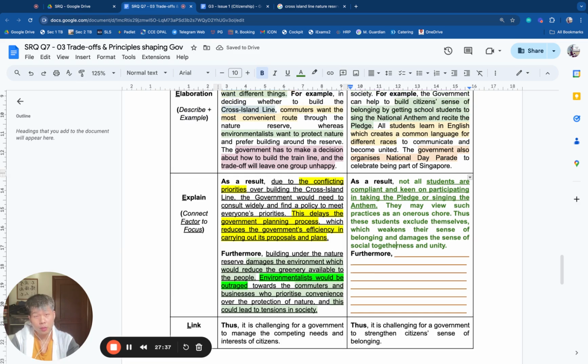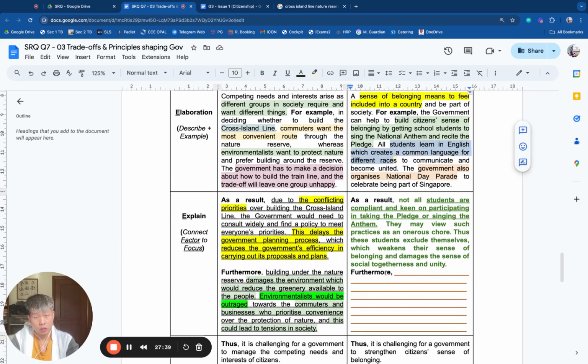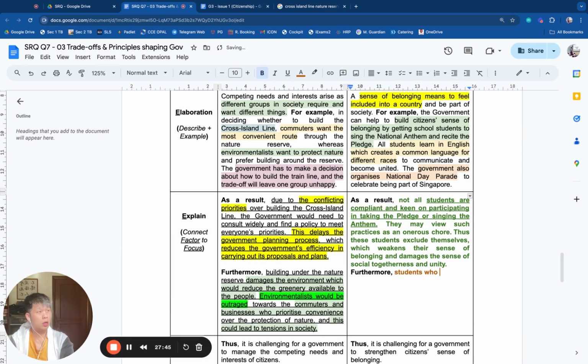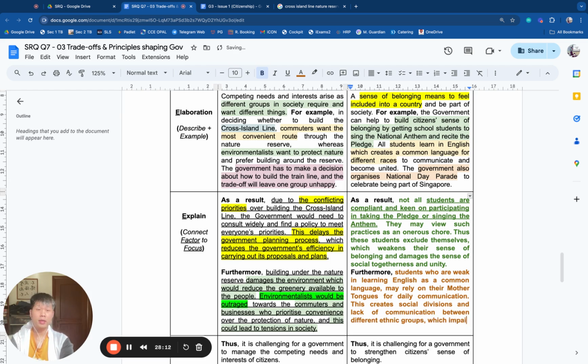And another challenge could be from here, which is about learning English and having a common language. Furthermore, students who are weak in learning English as a common language may rely on their mother tongues for daily communication. This creates social divisions and lack of communications between different ethnic groups, which impairs and reduces sense of belonging.